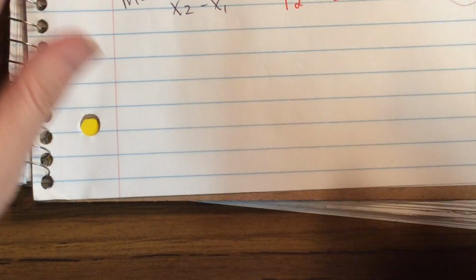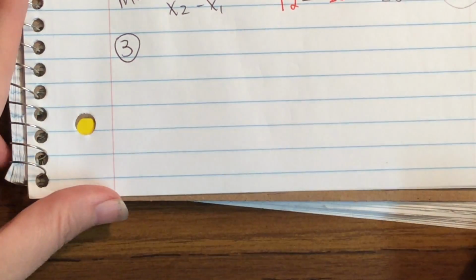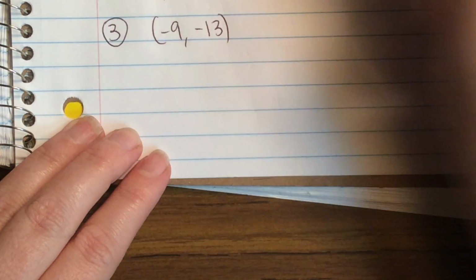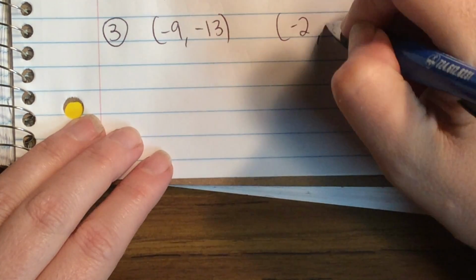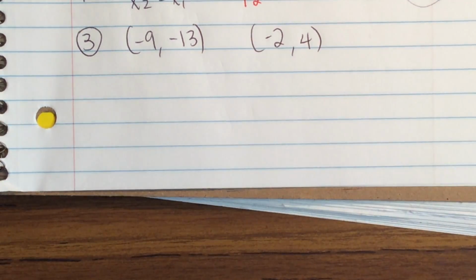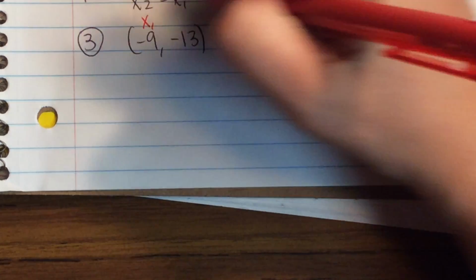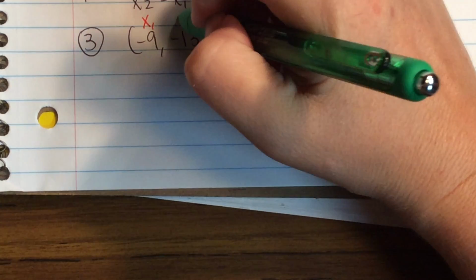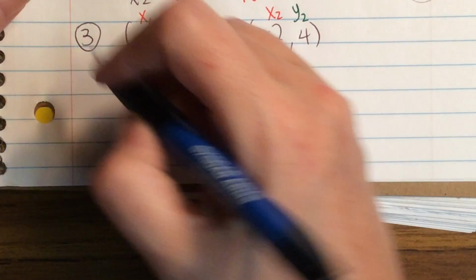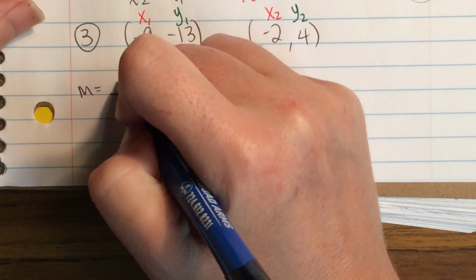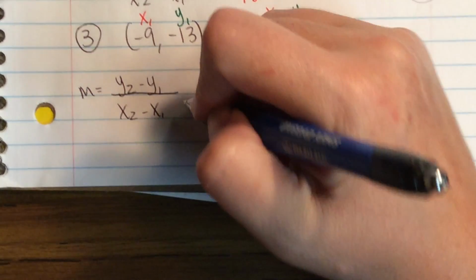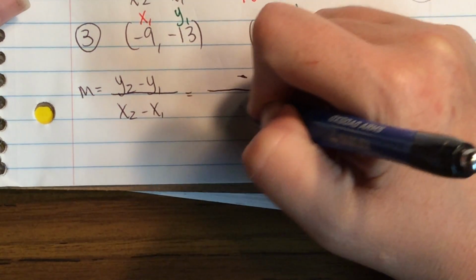All right, number 3. I got -9, -13, and then I have -2, +4. So I'm going to write my labels on top. I had to think for a minute. Okay. And again, I'm going to write the formula, which is the change in y over the change in x. I'm going to put my minus signs in.